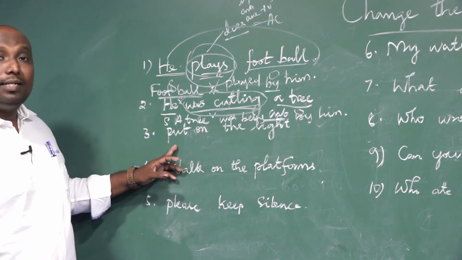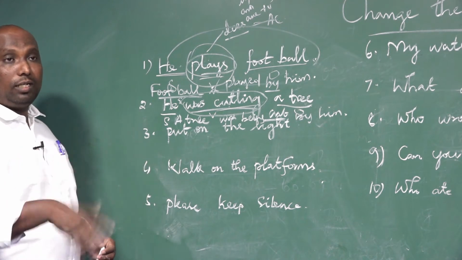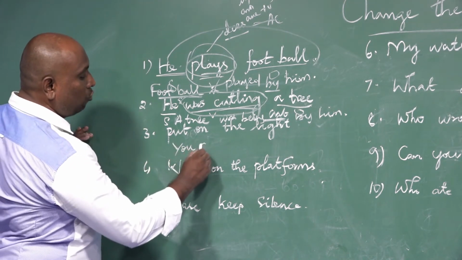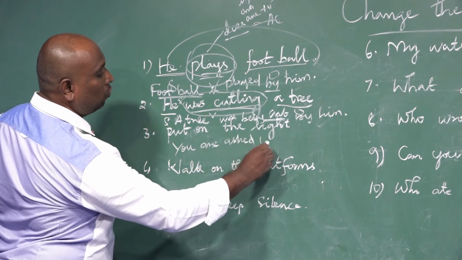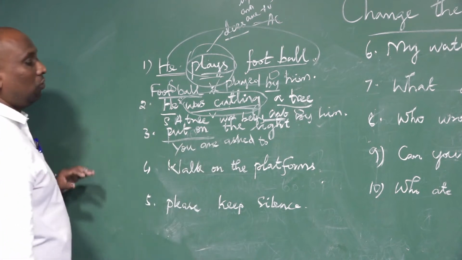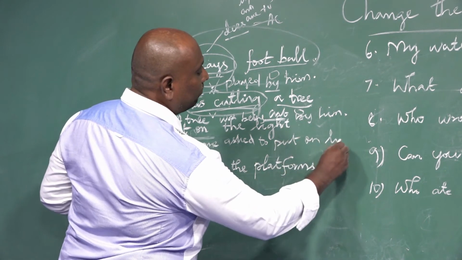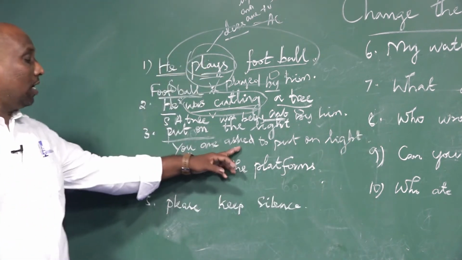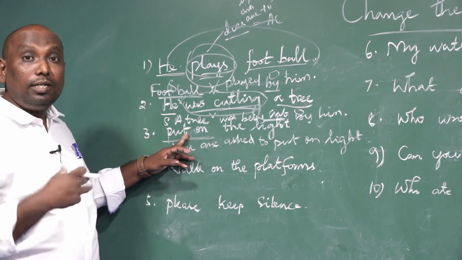Next sentence, look at the next sentence: put on the light. Put on the light is an imperative sentence. So how do we write the imperative? This is a kind of requesting or asking someone. So you have to write "you are asked to put". What is put? It has to be changed as an imperative: put on light. So why did we use "you are asked"? This is asking someone to switch on the light. So this is an imperative sentence.